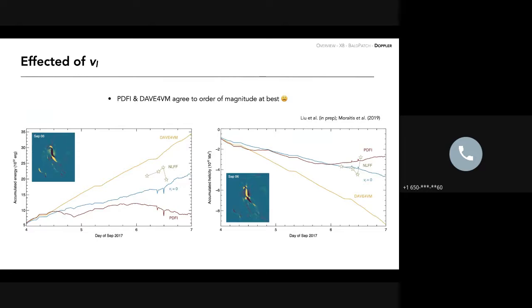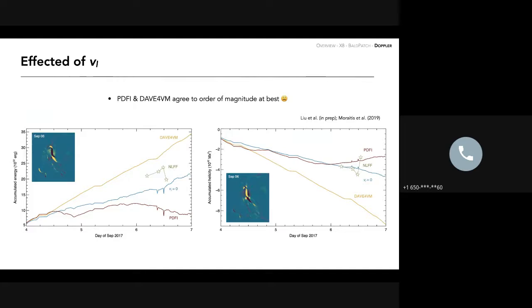Another student of mine, Jiayi Liu, is looking at the estimate of the magnetic energy flux and helicity flux using HMI data. On the left is accumulated energy flux, and on the right is accumulated helicity flux throughout the 3 days. And the 3 different curves are 3 different methods. The dark red curve is the method from the electric field inversion, PDFI, that Marsha and George Fisher have been working on. The yellow curve is another popular method, DAVE4VM, that gives you the velocity.